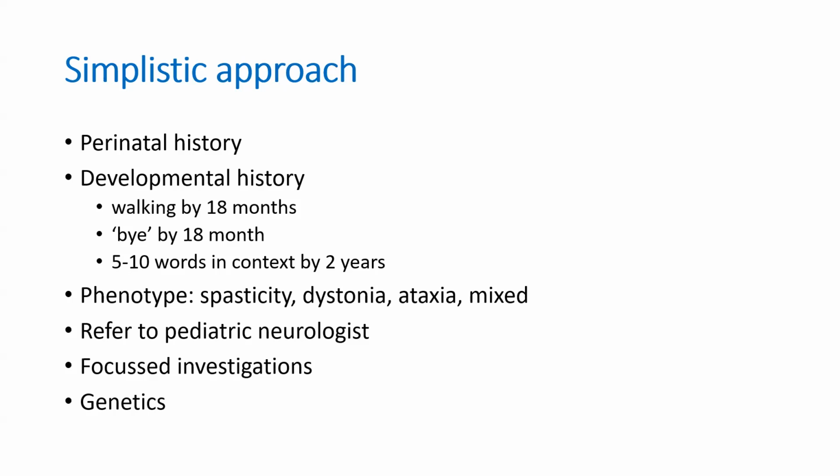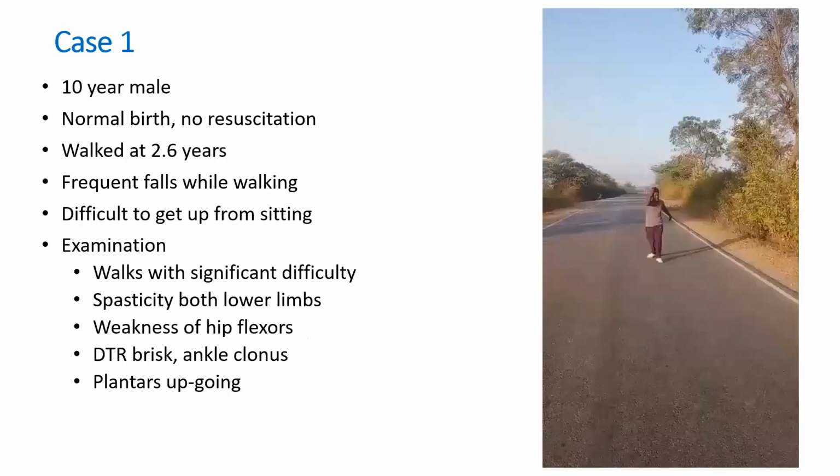So are they spastic? Are they dystonic? Are they ataxic? And nobody comes like textbooks. So are they mixed? And clearly these patients would benefit from being referred to the pediatric neurologist. And invariably, they would require focused investigations, and it would start with neuroimaging. And then in the majority of the cases, once we have a certain idea about what we're dealing with, then targeted genetic investigations might help in coming to a conclusive diagnosis.